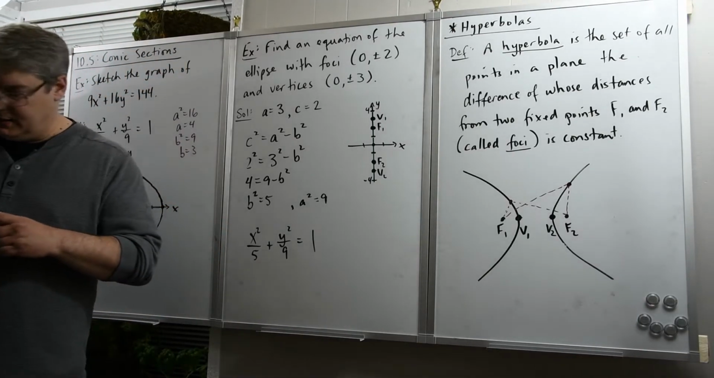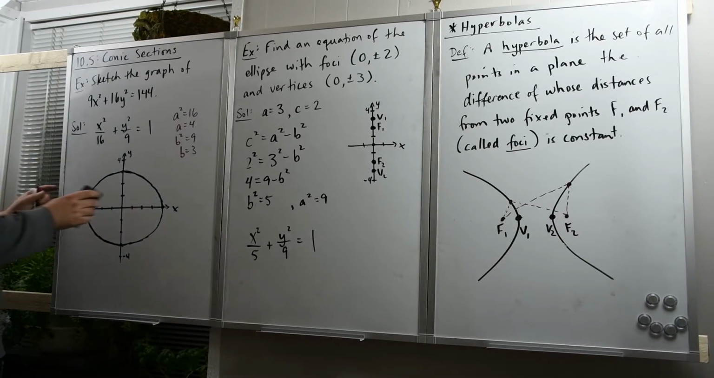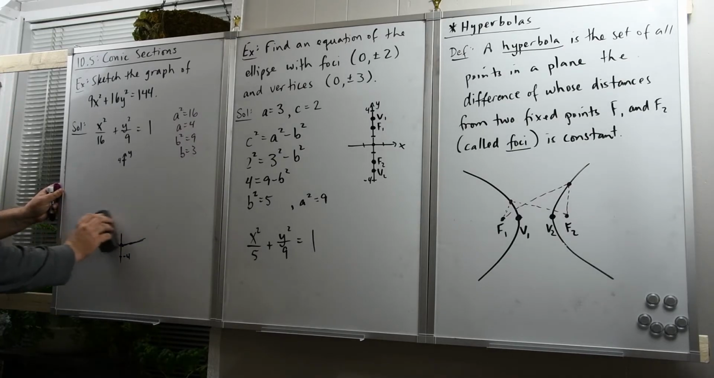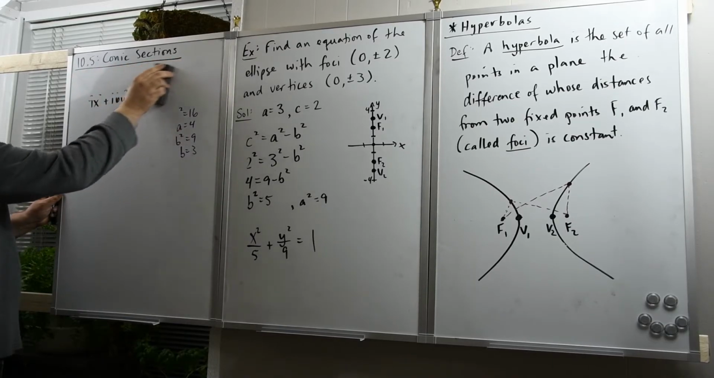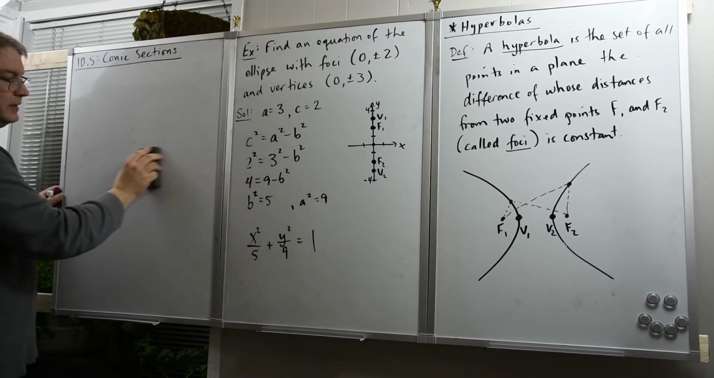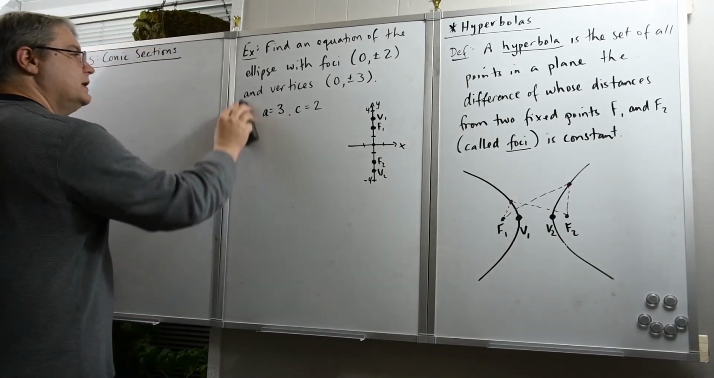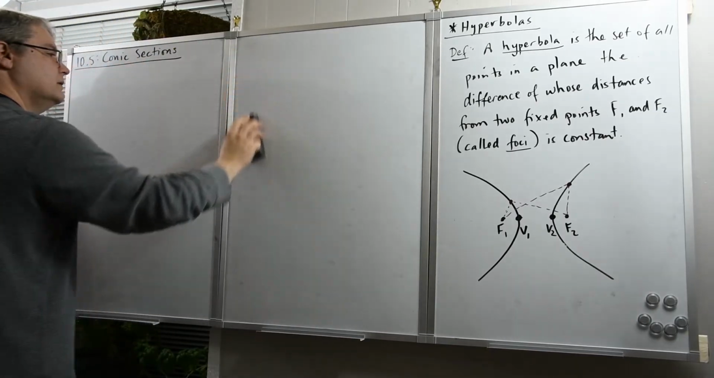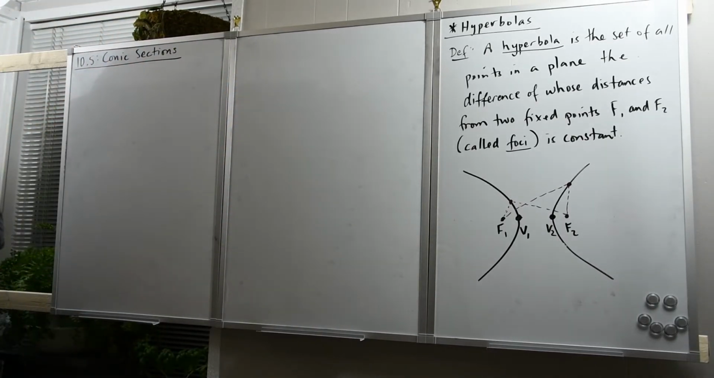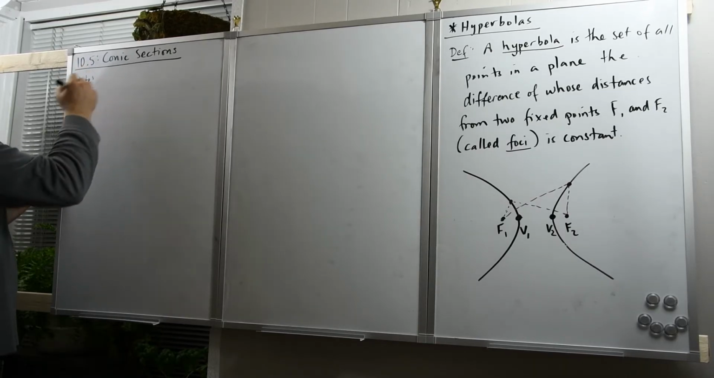Now, here's what we're going to need to do. We're going to need to take a look at the standard form equations for the hyperbola. And what you'll probably find is that these standard form equations look very similar to the standard form equations for the ellipse. And then we'll take a look at how to draw these different hyperbolas. And then the section will be finished. So, let's consider the following note.